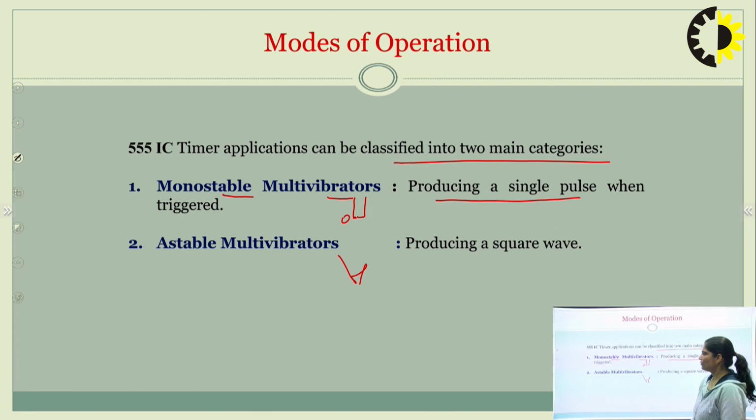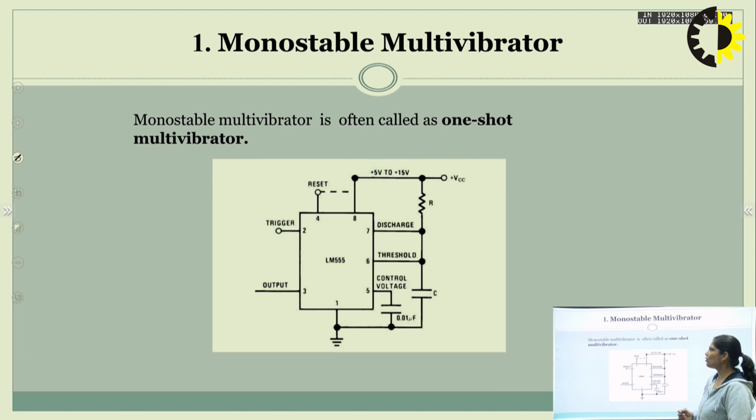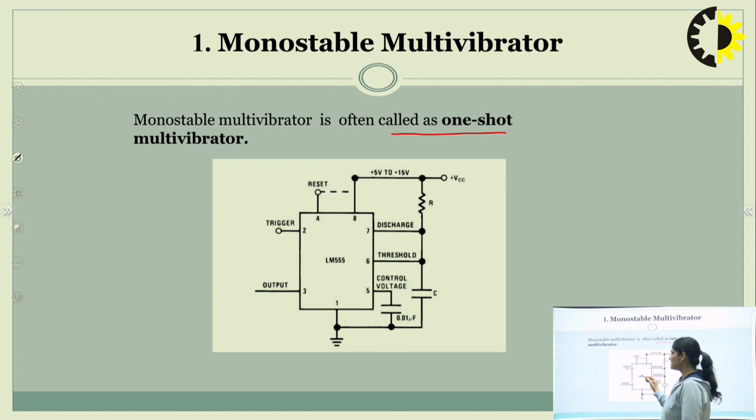So what is the difference between monostable and astable multivibrator? The difference is that in monostable multivibrator, we give input in the form of triggering. Now this is the block diagram of the monostable multivibrator, often called a one-shot multivibrator. This is a 555 timer IC in which you have 8 pins. Pin number 1 is connected to ground. Pin number 2, you give input from this pin. Pin number 3 gives you the output in the 555 timer IC.